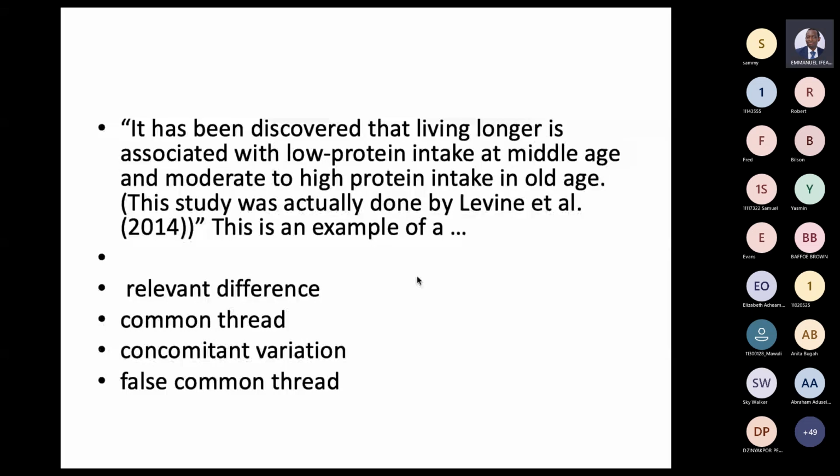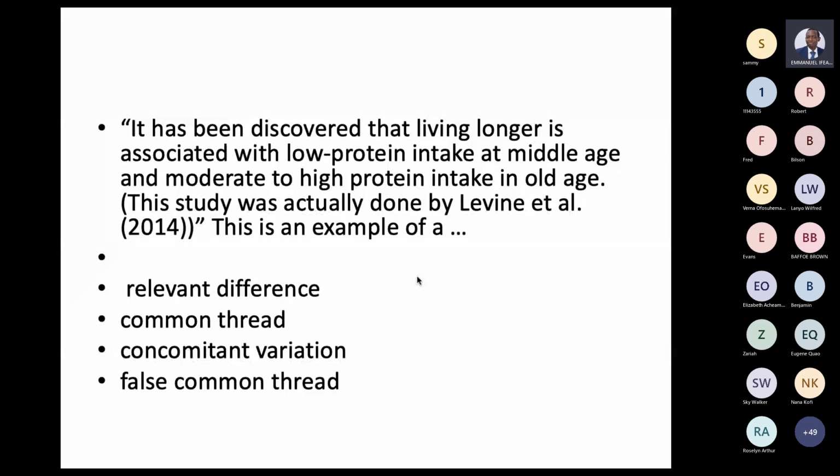It has been discovered that living longer is associated with low protein intake at middle age and moderate to high protein intake in old age. This study was actually done by Levin et al., 2014. This is an example of concomitant variation. Concomitant variation. Yeah, that's good.